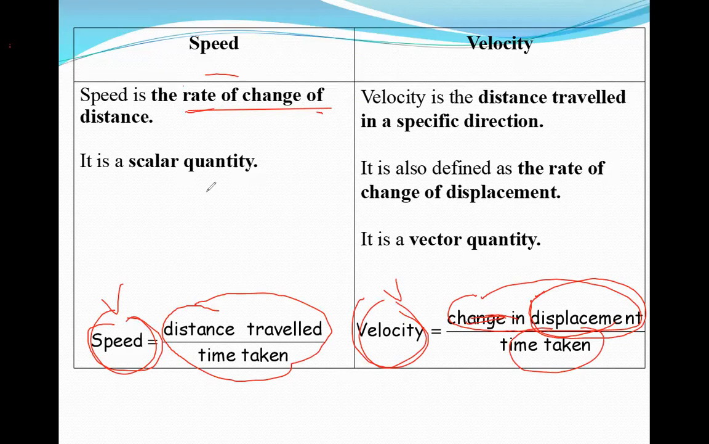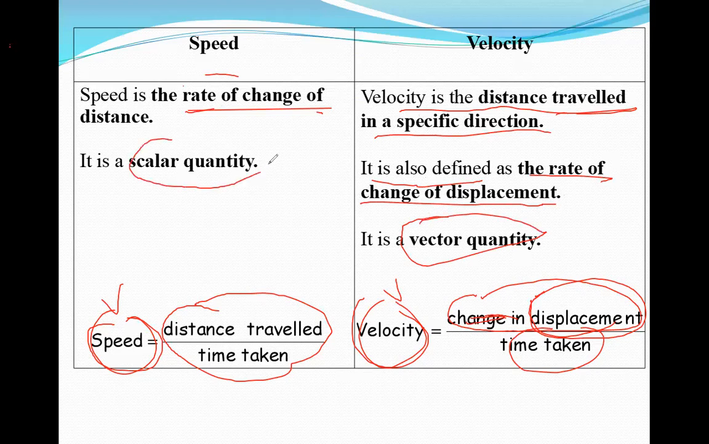So we define the velocity. Velocity is the distance traveled in a specific direction, or it may also be defined as the rate of change of displacement. It's called velocity. Velocity is a vector quantity because it has a direction, and speed is a scalar quantity because speed doesn't have any direction. Got it?